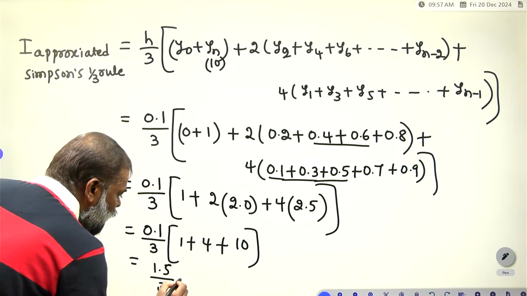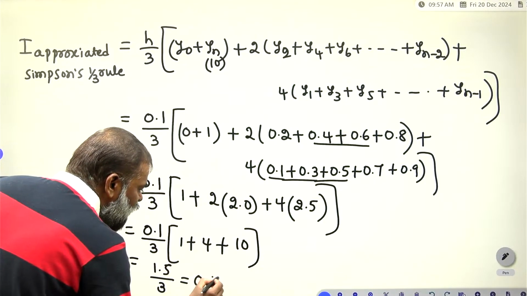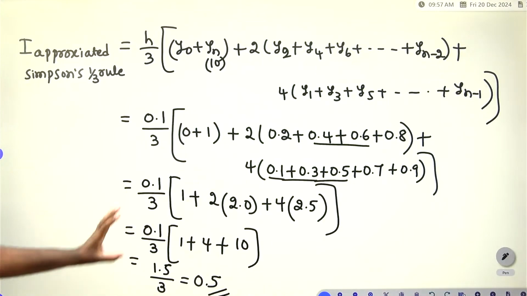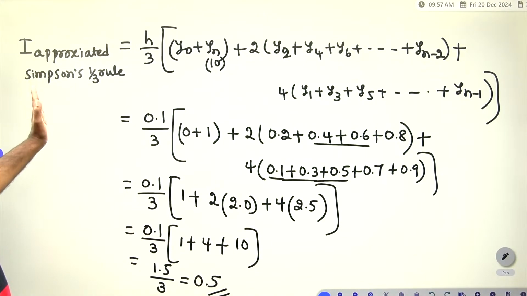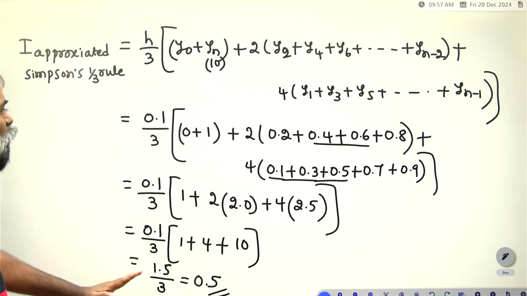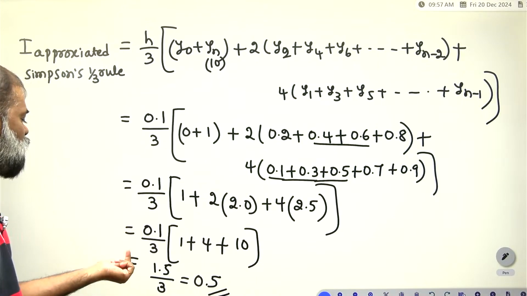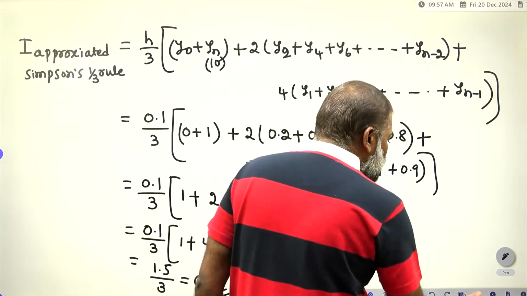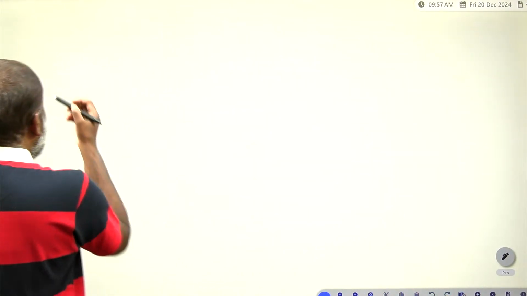1.5 divided by 3 is equal to how much are we getting? 0.5. Similarly, I approximated based on Simpson's 1/3 rule also. How much value are you getting? 0.5 only you are getting. But what are they asking? They are asking about the fractional error.